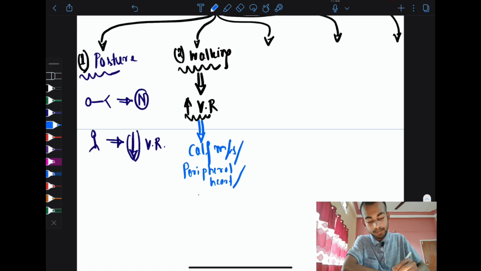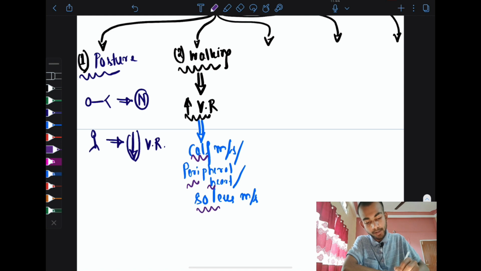And this calf muscle is nothing but which muscle? The soleus muscle. So due to the soleus muscle, also known as the calf muscle or the peripheral heart, the venous return increases when we walk or when we run, isn't it?